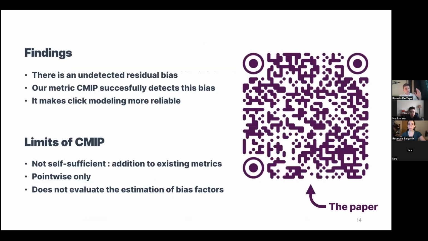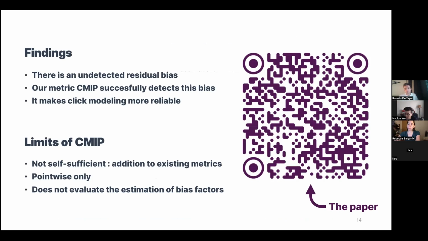All right, so maybe just a summary of what I said. There is a residual bias that flies under the radar with the current evaluation protocol, with these two different ways of doing it. This metric, CMIP, is able to detect this bias, and so it makes the whole thing more reliable. You can actually count more on your offline results before going online.